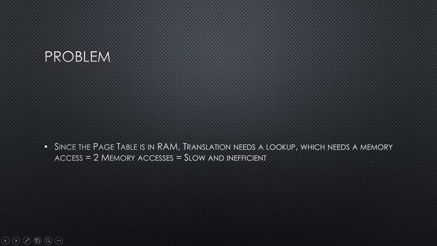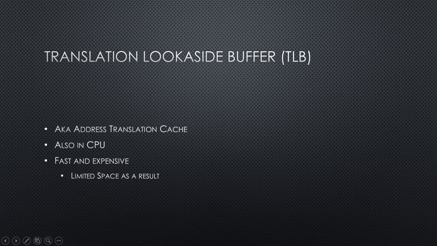There is a problem to using page tables, however. The page table is in RAM. In order for the MMU to translate the address, it needs to perform a lookup, which in turn needs a memory access. This results in 2 memory accesses, which is very slow and very inefficient. The solution to this problem is to use what is known as the translation lookaside buffer, also known as the address translation cache. The TLB is found in the CPU and is fast but also expensive. Because it is so expensive, there are limited mappings that the TLB can hold. But before we get into that, let me explain how the TLB fits into all of this.